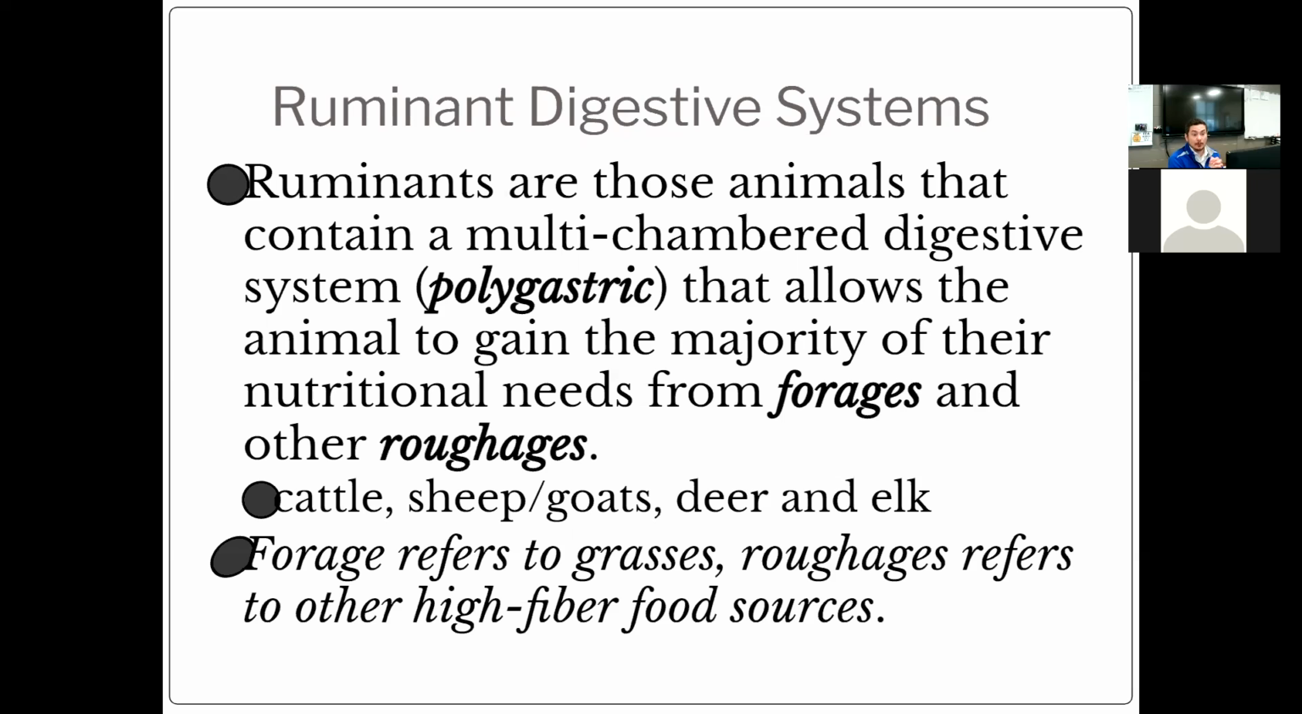Meaning things like alfalfa, which is actually not a grass, but it is a high fiber food source. So forage and roughages are able to be digested by ruminants because they have this multi-chambered digestive system. They are polygastric.